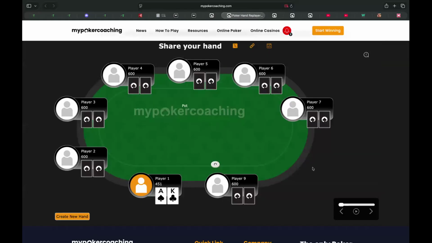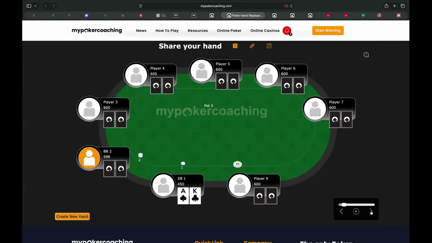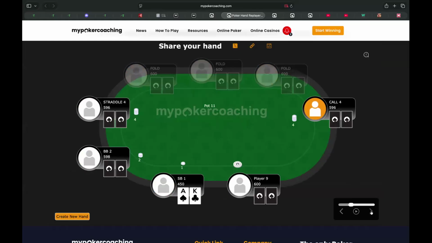Okay, so this was last night with the $5 straddle. And these guys just limp. They limp like crazy. It's just so annoying. So I raised up. I don't know about this size.